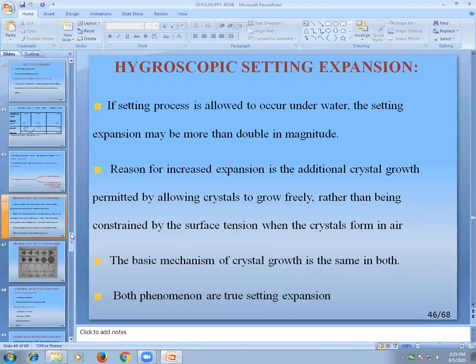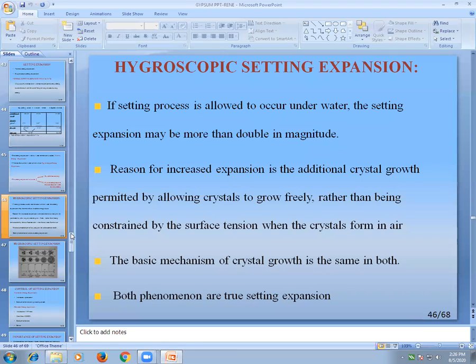If the setting process is allowed to occur under the water, the setting expansion may be more than double in magnitude. So whatever the mix you make, if that product is kept under the water, the expansion that occurs is called hygroscopic expansion, and that is double in magnitude. The reason for increased expansion is additional crystal growth permitted by allowing the crystals to grow freely. So water gives a free medium for the free growth of the crystals. So whatever the outward thrust of the crystal is present, that is more.